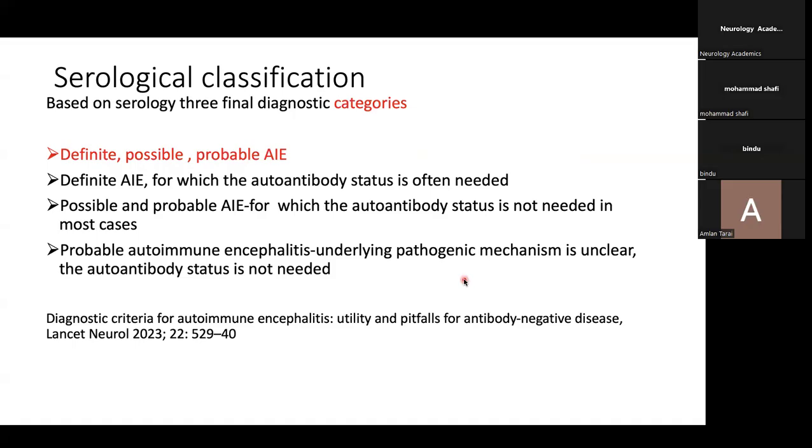The definite, possible and probable autoimmune encephalitis: definite autoimmune encephalitis, for which autoantibody status is often needed; possible and probable autoimmune encephalitis, for which autoantibody status is not needed in most cases; and probable autoimmune encephalitis, where the underlying pathogenic mechanism is unclear, but autoantibody status is not needed.